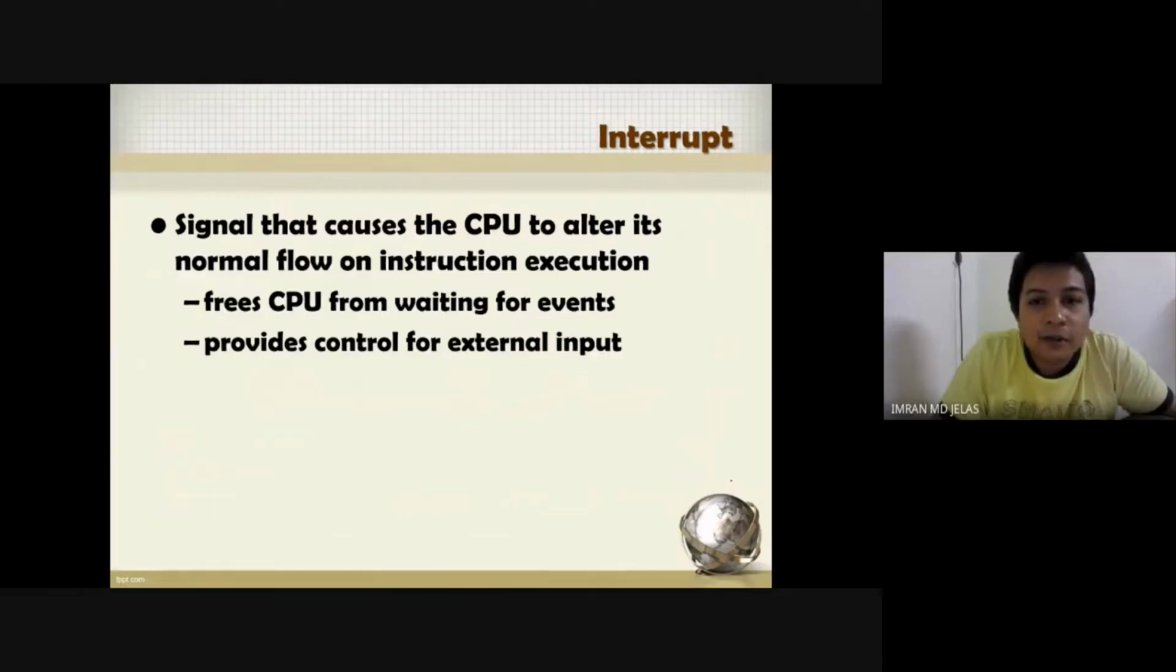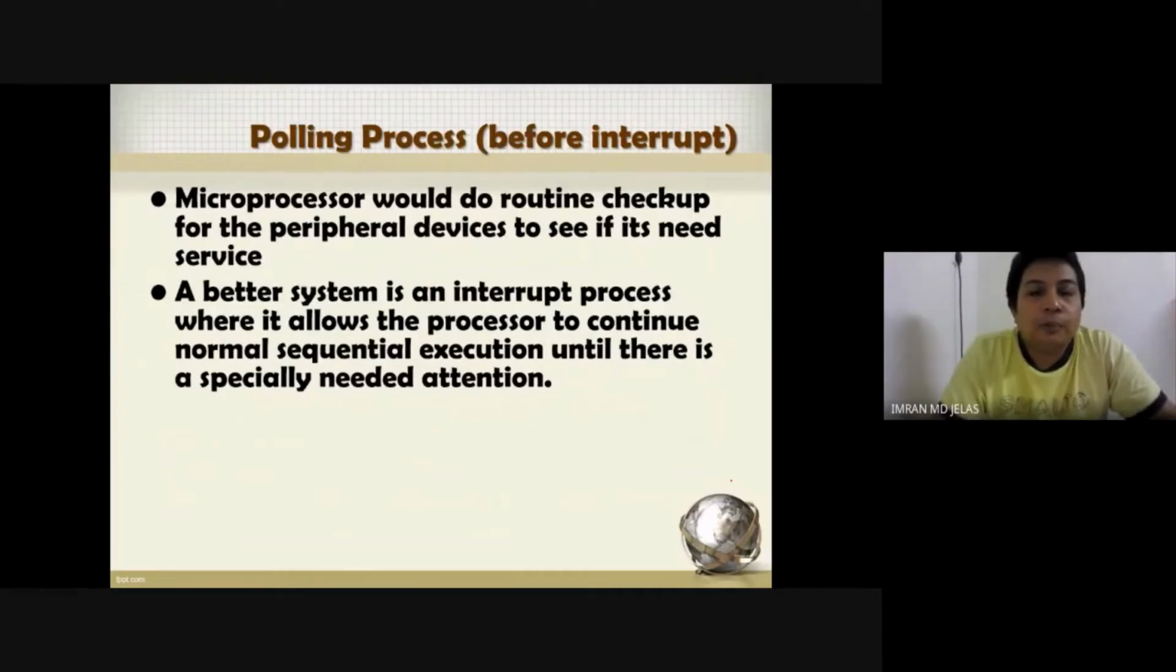Interrupt is a signal that causes the CPU to alter its normal flow of instruction execution. The idea is to free the CPU from waiting for an event and provide control for the external input. In the polling process, the microprocessor would do a routine checkup on the peripheral devices to see if they need service. A better system is an interrupt process, where it allows the processor to continue normal sequence execution until there is something especially needing attention.